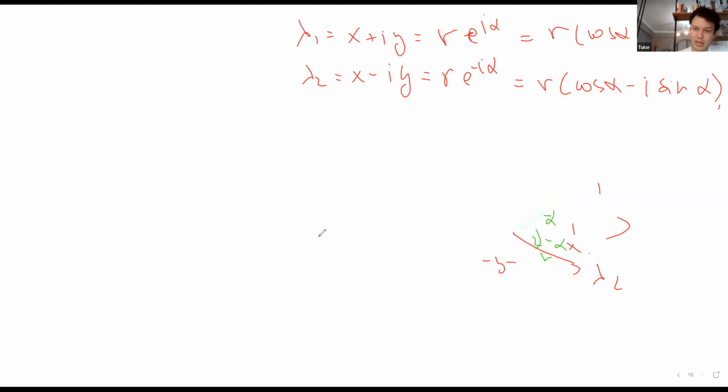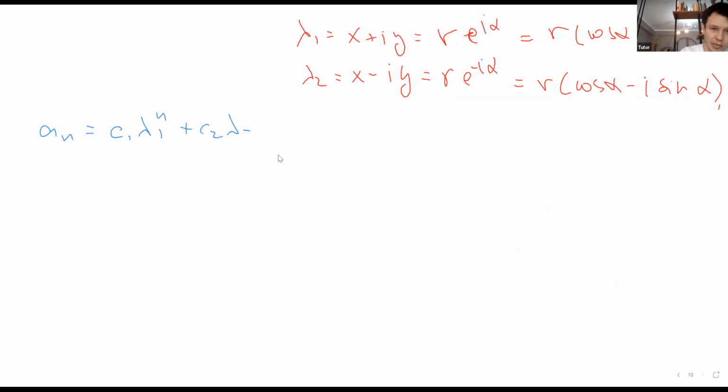Okay, so now let's see what is happening when I take these complex numbers and plug them into my equation. Remember, for my sequence a_n, I said this is going to be C1 lambda 1 to the power n plus C2 lambda 2 to the power n. Well, there are two options. I can write this as C1 times (x plus iy) to the power n plus C2 times (x minus iy) to the power n. But raising this to the power n is messy. You don't want to do that.